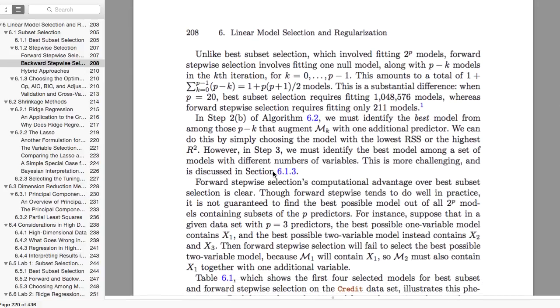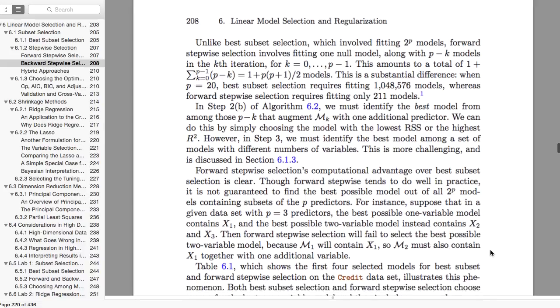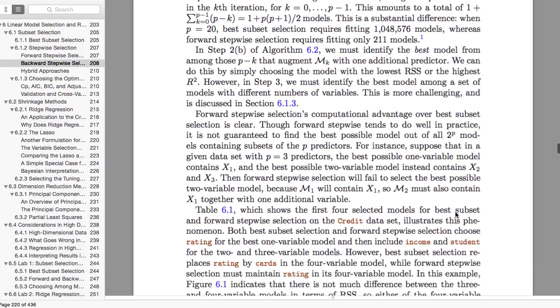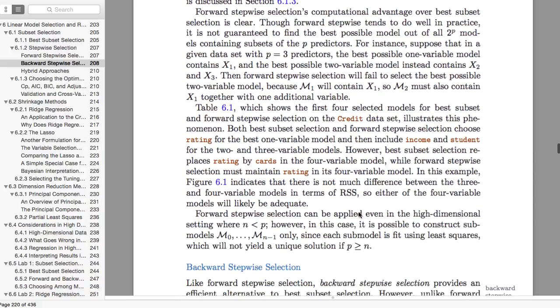So we pick the best variable going forward, and here's a little discussion of how it is not guaranteed to find the best model. That's because it's a greedy method. It takes the best next step, and the best next step isn't necessarily the optimal next step. One nice thing is that we can use it when p is greater than n, when n is less than p.